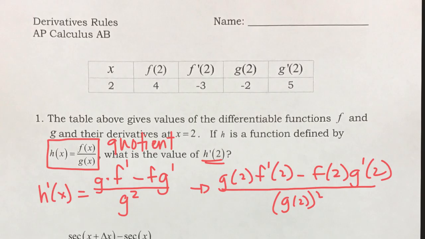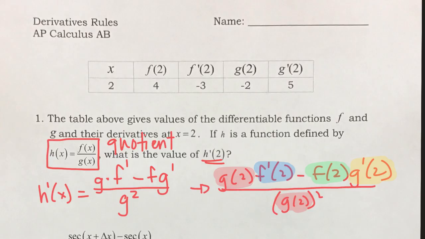Okay? So this is what we're doing. We want to evaluate our derivative at a single point, at an x value. So all of these guys are going to come from my table up above. Every one of these values is given to us in the table up above. Okay, so let's see what those are.